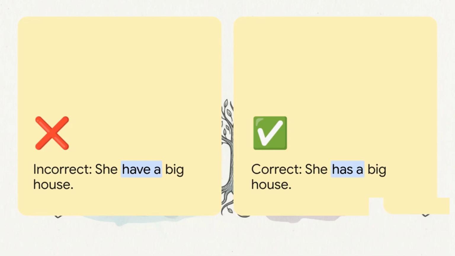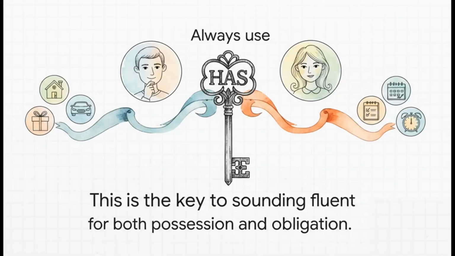And the same exact rule applies when we're talking about possession. We never say she have. We say she has a big house. It's that small change that makes all the difference. So, if you only remember one thing from today, let it be this. This is the golden rule. For he, she, and it, you always use has. It works for obligations, has to, and for possession, has.